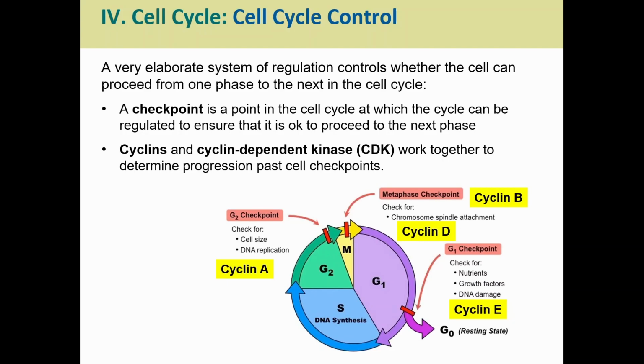So what are we looking for? What are we looking for in G1? We're looking for checking the DNA. Is the DNA damaged? Do we have the right growth factors? Did we get the signaling to even go forward? Do we have all the materials we need?